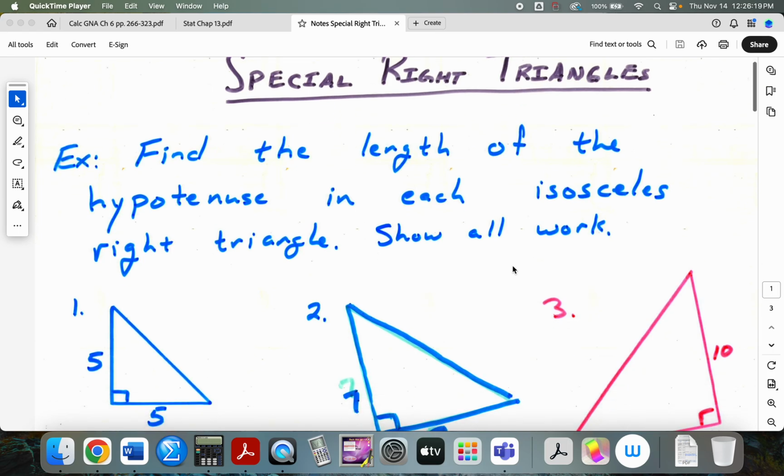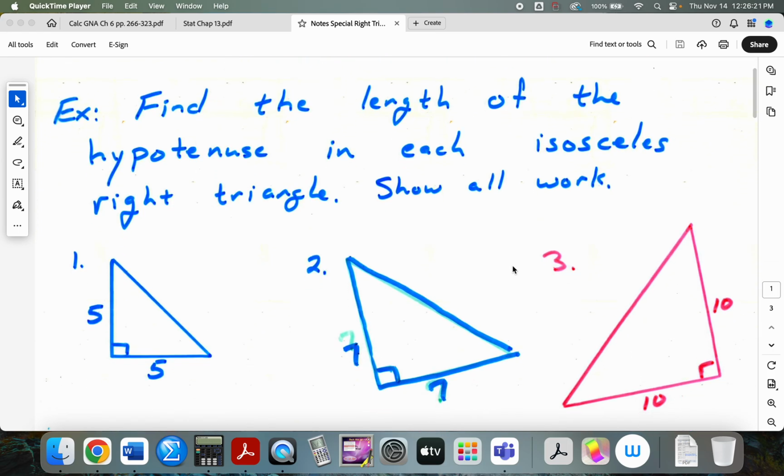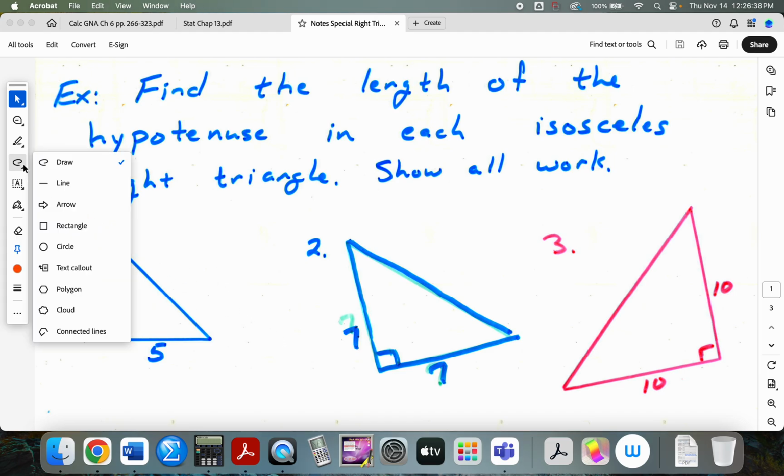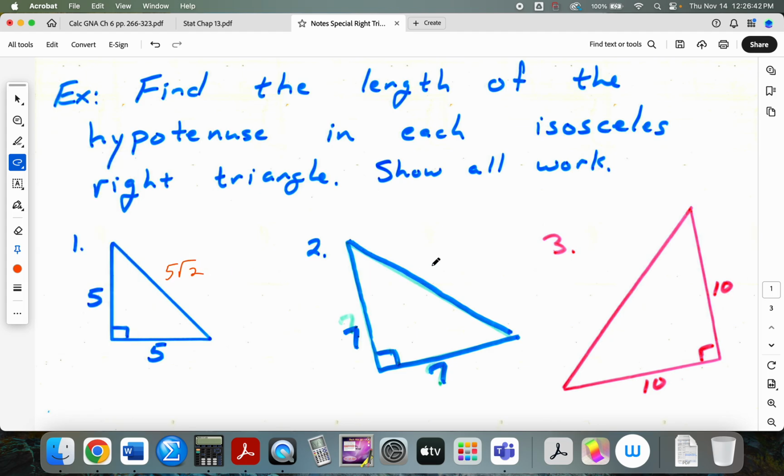to look at some special right triangles. This will save you all kinds of time and allow you to do problems that you couldn't do directly with the Pythagorean theorem. So here it says find the length of the hypotenuse in each isosceles right triangle. Hopefully, by this point, you were done with those and you got that this was 5 square roots of 2, and that this was 7 square roots of 2, and that this was 10 square roots of 2.